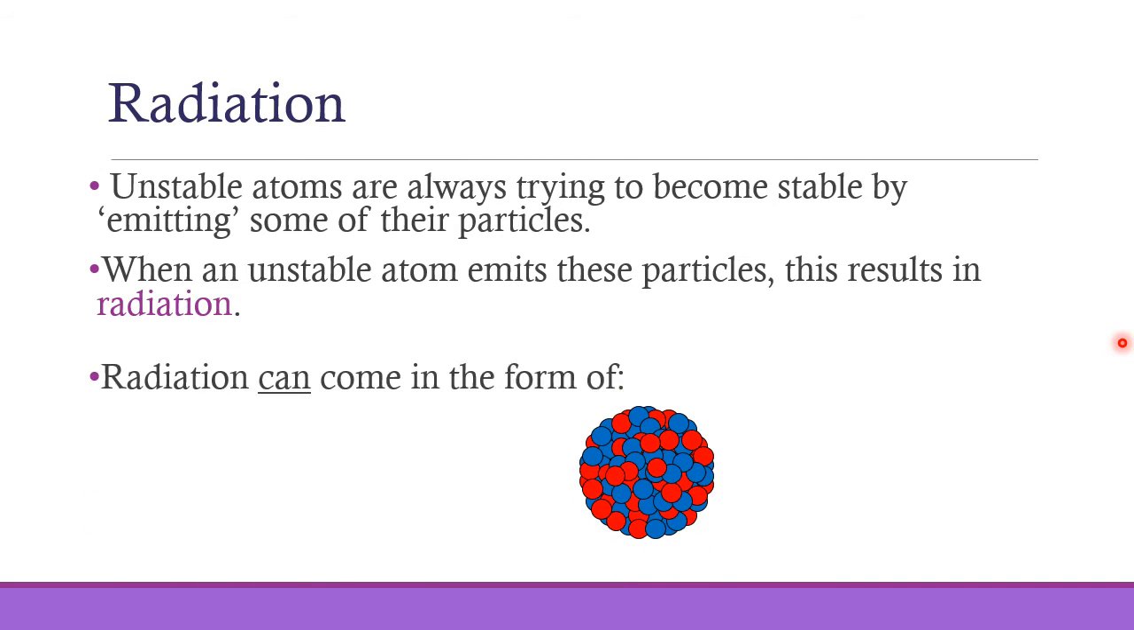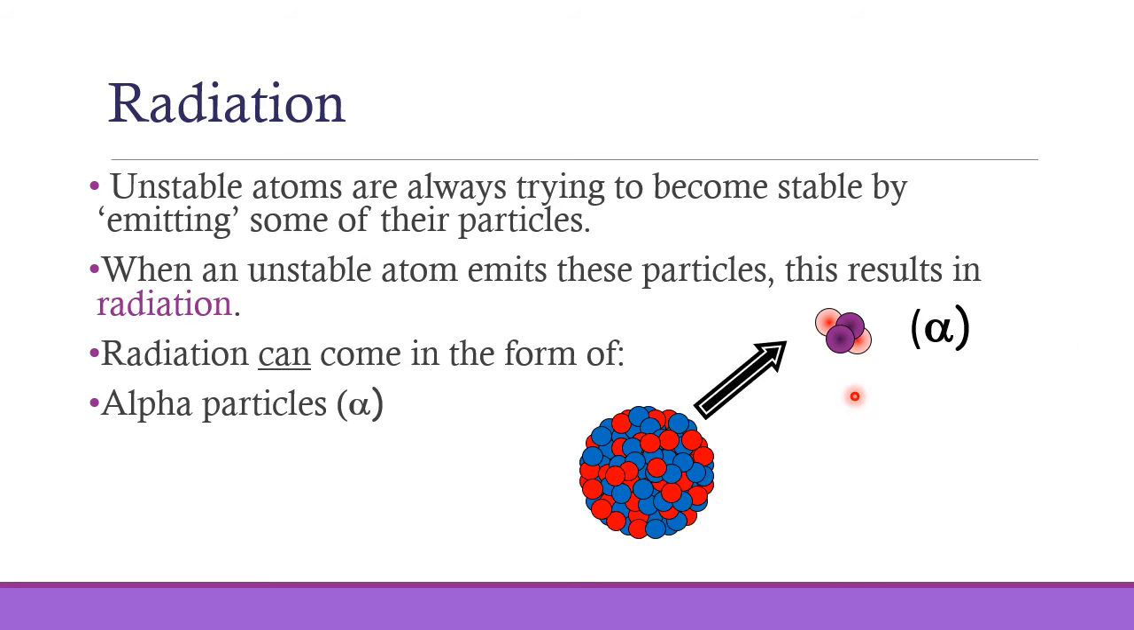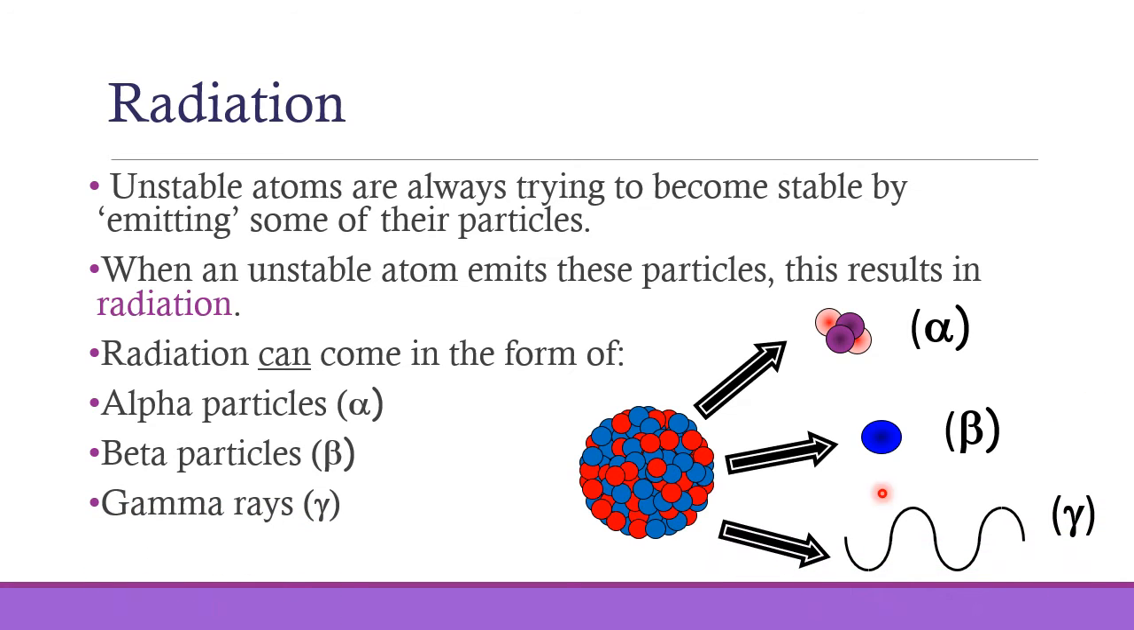So here we have radiation can come in the form of alpha particles, beta particles, and gamma rays. So when an unstable atom splits into two more atoms and releases the neutrons, it also releases this radiation, these types of radiation here. Okay.